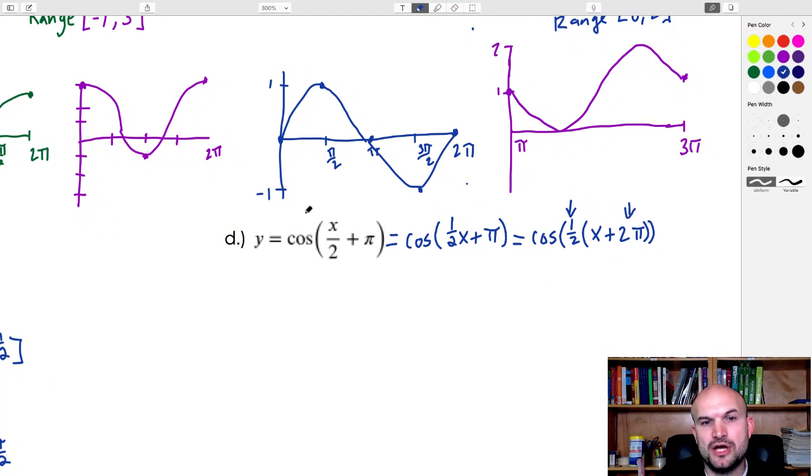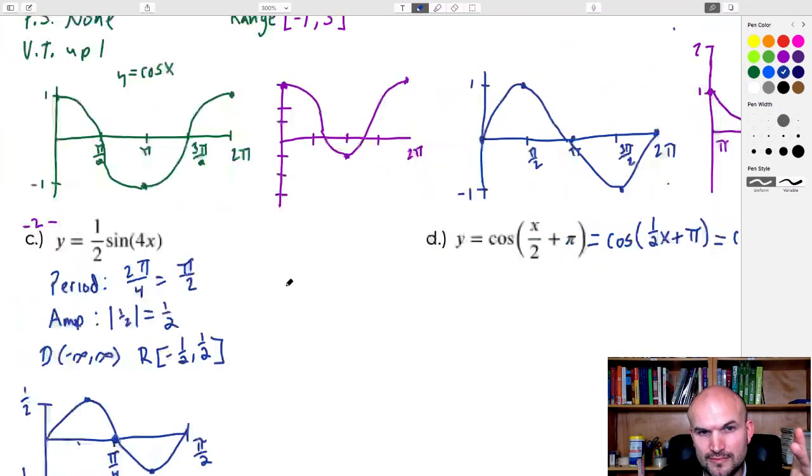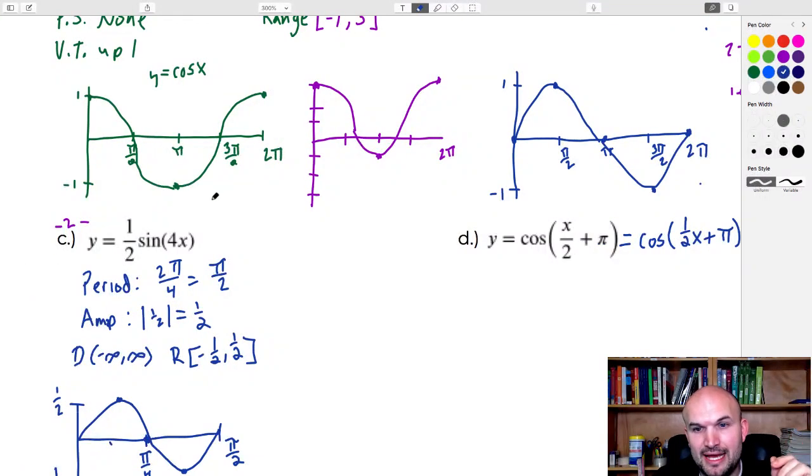All right? So our amplitude is going to be the same as our parent graph. But our period, we have a new b here, which is 1/2. So I'm going to take 2 pi divided by 1/2. And remember, dividing by a fraction is the same thing as multiplying by the reciprocal. So that's now going to give us 4 pi.